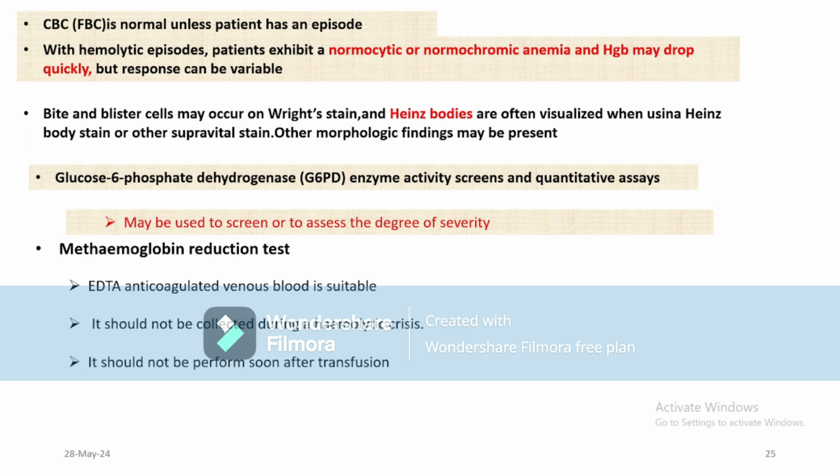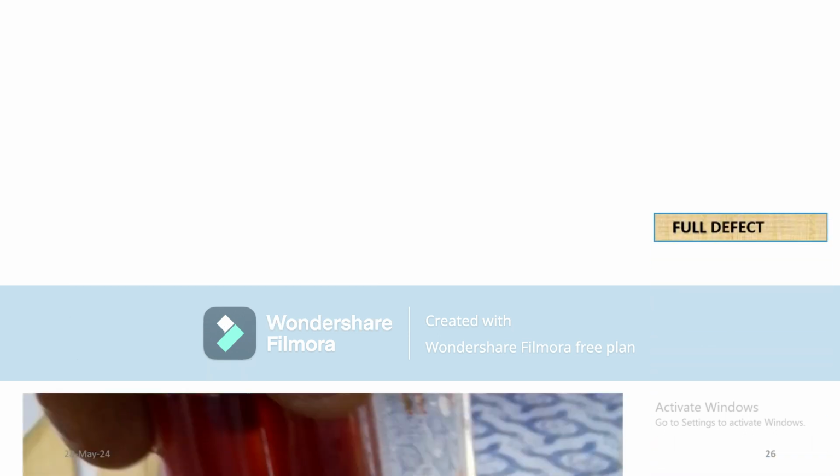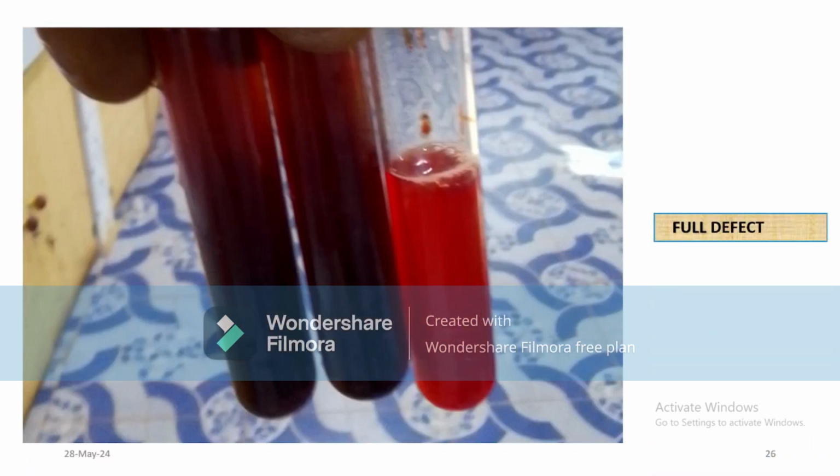The test should not be performed soon after transfusion. Okay, don't transfuse the patient before you run the test, because the transfused red cells have the enzyme. So the patient may be negative, but it may be a lie, because the red cells are transfused ones, which do not represent that of the patient. Okay, and of course, this is one of the defect patients. See the color of the test and the color of the positive. This is the normal, so full defect.